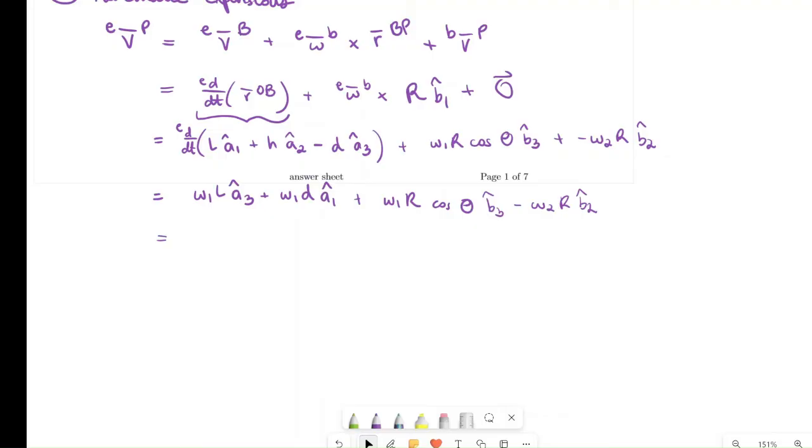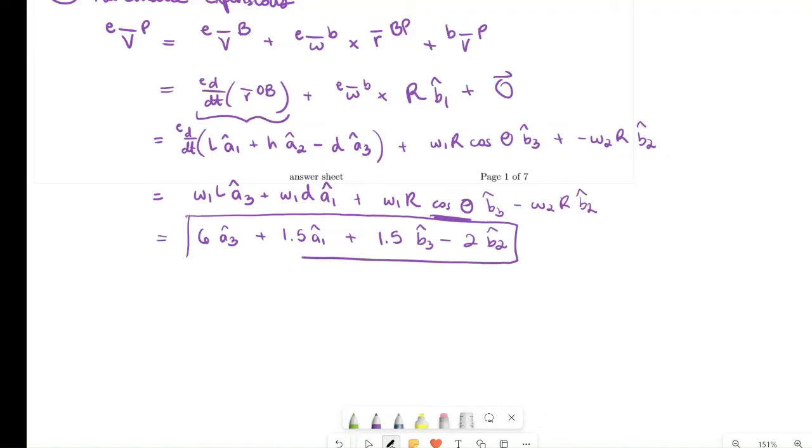So omega 1 was 3, L was 2, so this is 6 A3 hat. And then plus 3 times 0.5, which is 1.5 A1 hat, plus omega 1 R, which is also 1.5. Remember that at that specific instant, theta is equal to 0, so we are just left with 1.5 B3 hat, minus omega 2 times r, which is 4 times half, which is 2, B2 hat. So this is our expression for the velocity of point P and E, and this is good because it matches what we got earlier.